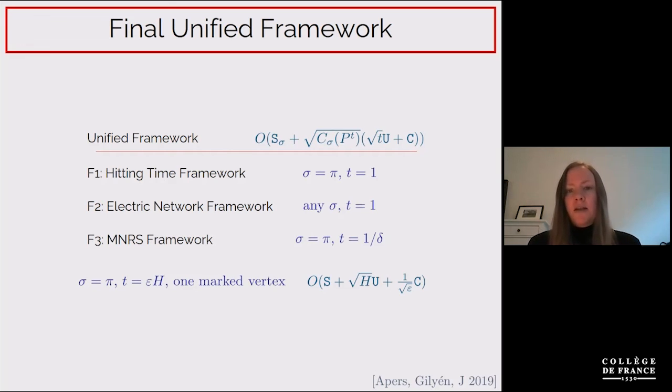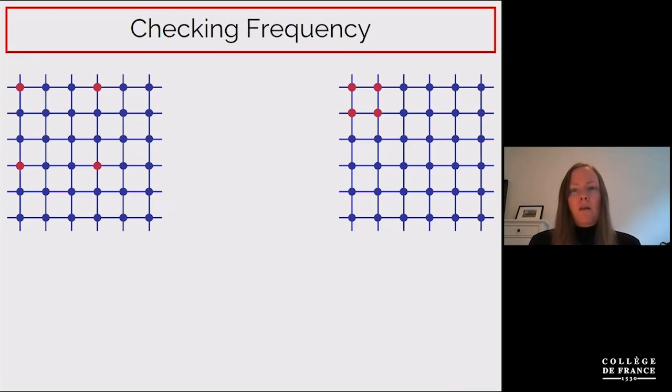We're not restricted to set it to be 1 or 1 over delta. You could also set it to be something intermediate. So I want to spend just a couple of minutes talking about why it might be useful to use an intermediate value of T. So first, to illustrate, I want to consider a very structured graph, a torus.